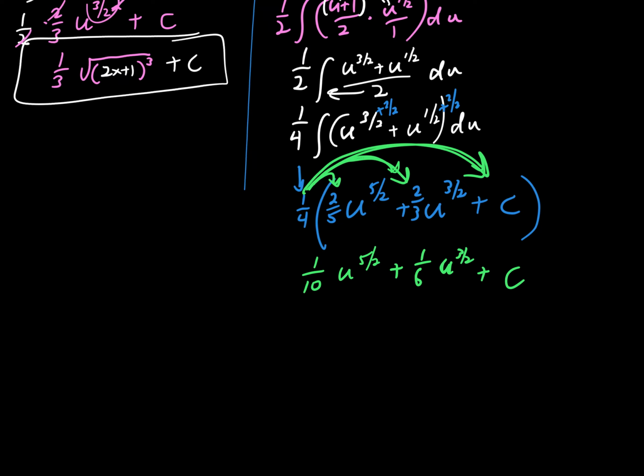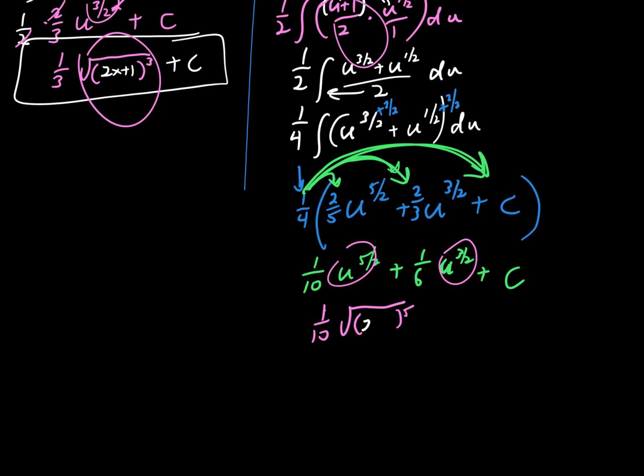I am going to convert these to a radical form because we started with radicals up here, right? So it would look like this. You can leave this out front, and we have our u value. It's a square root raised to the 5th. Our u value was 2x plus 1. Next term is plus 1/6. The denominator is a 2. It's a square root, and the u value is cubed. Our u value is 2x plus 1. Don't forget your plus c, and we have our answer.